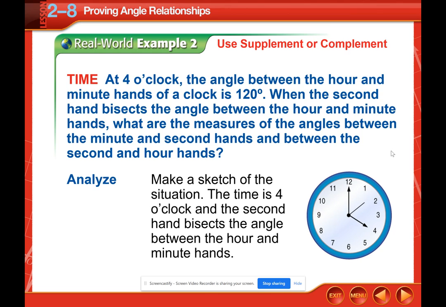Okay, first of all, make a sketch. It really helps a lot. Okay, the time is 4 o'clock. The second hand is bisecting the angle between the hour and the minute hand, so it is going to be pointing towards the 2. This one looks a little bit off, but remember, sometimes our diagrams are just to give us an idea and aren't necessarily the most accurate. Okay, so we have this diagram.